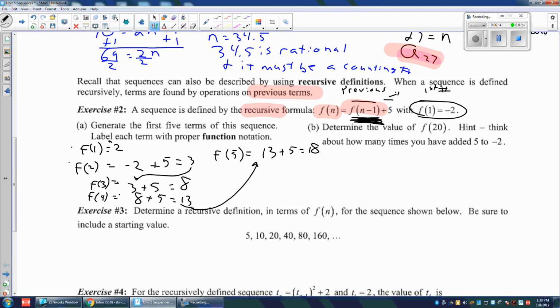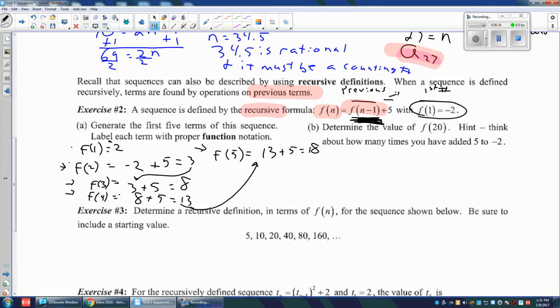Determine the value of the 20th term. Ooh, wow. Hint, think about how many times you've added 5 to -2. Okay, let me see. I added it once, twice, 3 times, 4 times. I've added it only 4 times to find f of 5.